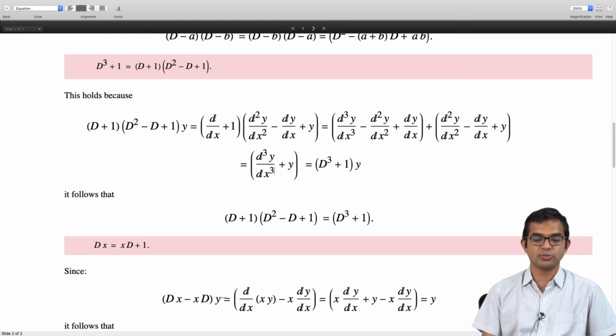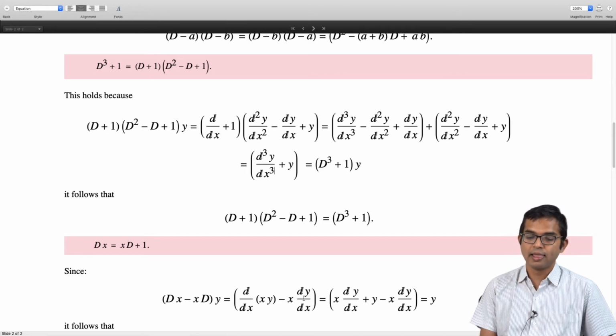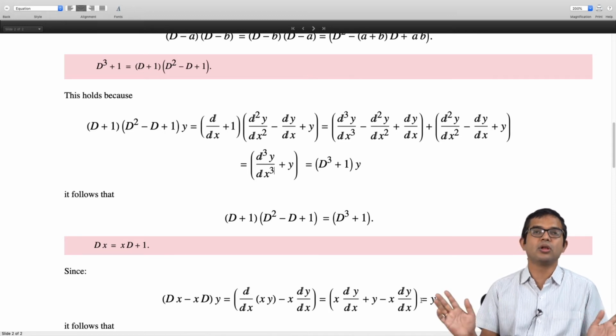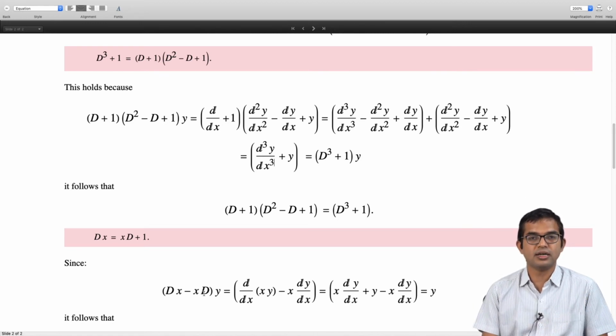So that's what is meant by dx. You must first multiply by x, and then d will act on the result of this multiplication. So d will act on x times y, minus x times dy. The derivative of x times y is x times dy by dx plus y, minus x times dy by dx. The overall outcome is just y. So we see that dx minus xd is actually just identity, it's just 1.